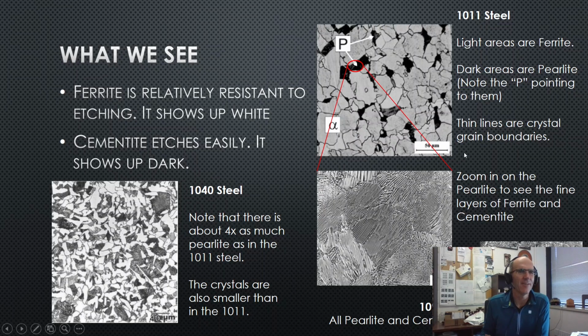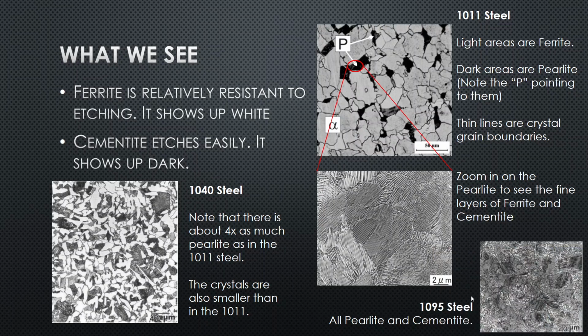But anyway, it's pretty interesting because you can actually tell a lot about the carbon content of a steel by looking at the image. So looking at this image of the 1011 steel, you can see, okay, well, we've got about that much pearlite in it. But if we come and look at the 1040 steel, you can see that there's about 4 times as much pearlite in there.